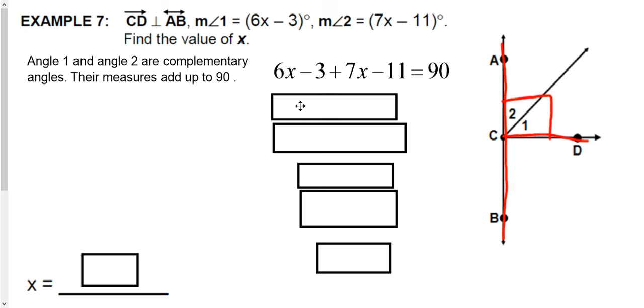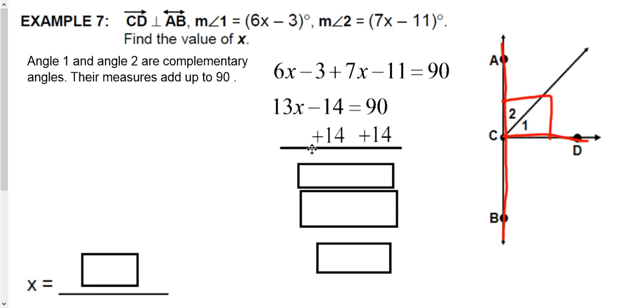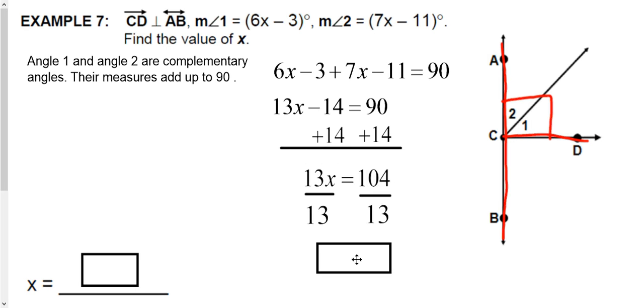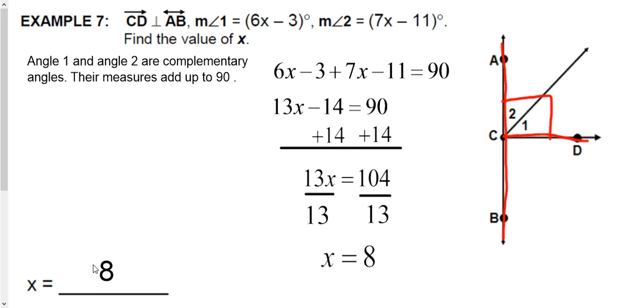So we'll combine like terms. We have 13x, and the minus 3 and minus 11 make minus 14. So get rid of that 14 with plus 14. Divide by 13, and we get 8. So x equals 8. You could actually substitute that in there if they wanted the measures of these 2 angles and figure them out.